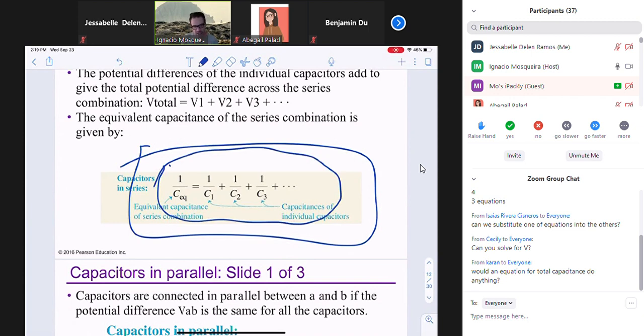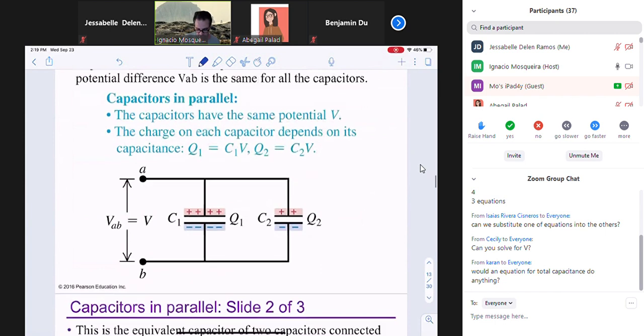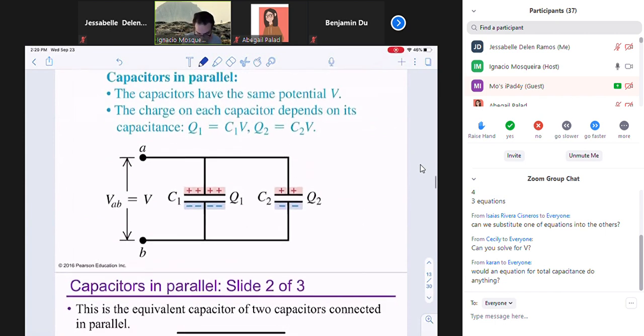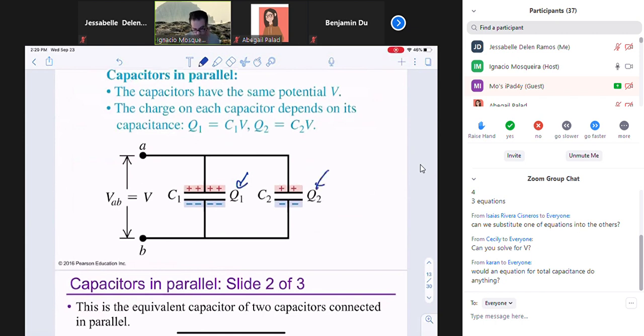However many you want to put in series, it makes no difference. Okay, this is for series capacitors. They always have the same charge. Great. In parallel, the charges are not the same. You see, they already have Q1 and then they have Q2.